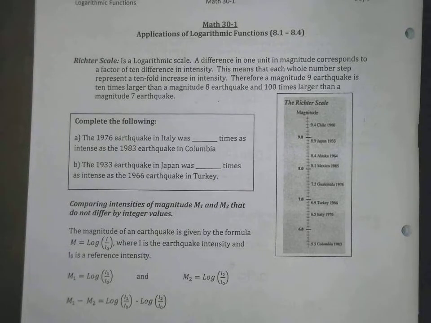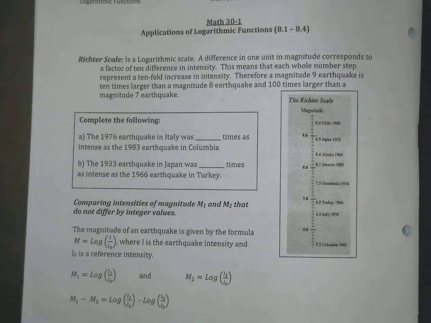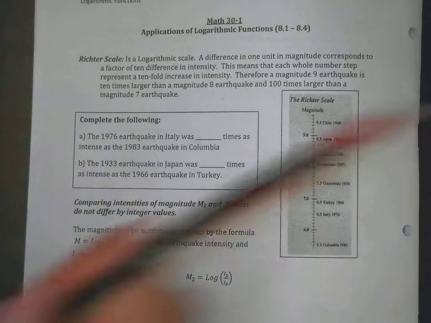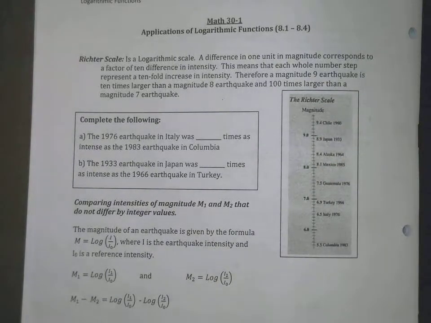It relates to the magnitude of earthquakes. So the Richter scale is a logarithmic scale where a difference of 1 unit in magnitude corresponds to a factor of 10 difference in intensity. This means that each whole number step represents a 10-fold increase in intensity. Therefore, a magnitude 9 earthquake is 10 times larger than a magnitude 8 and 100 times larger than a magnitude 7. So looking on this Richter scale, a few earthquakes are listed here.